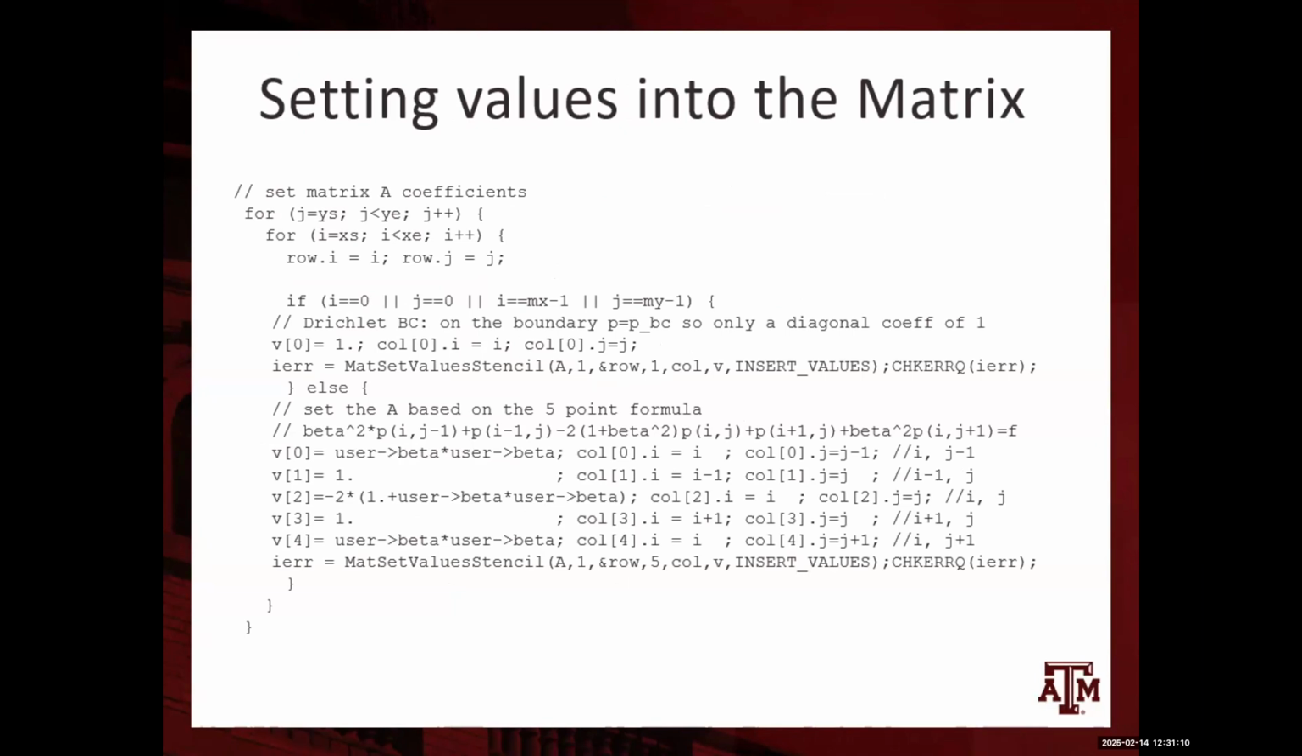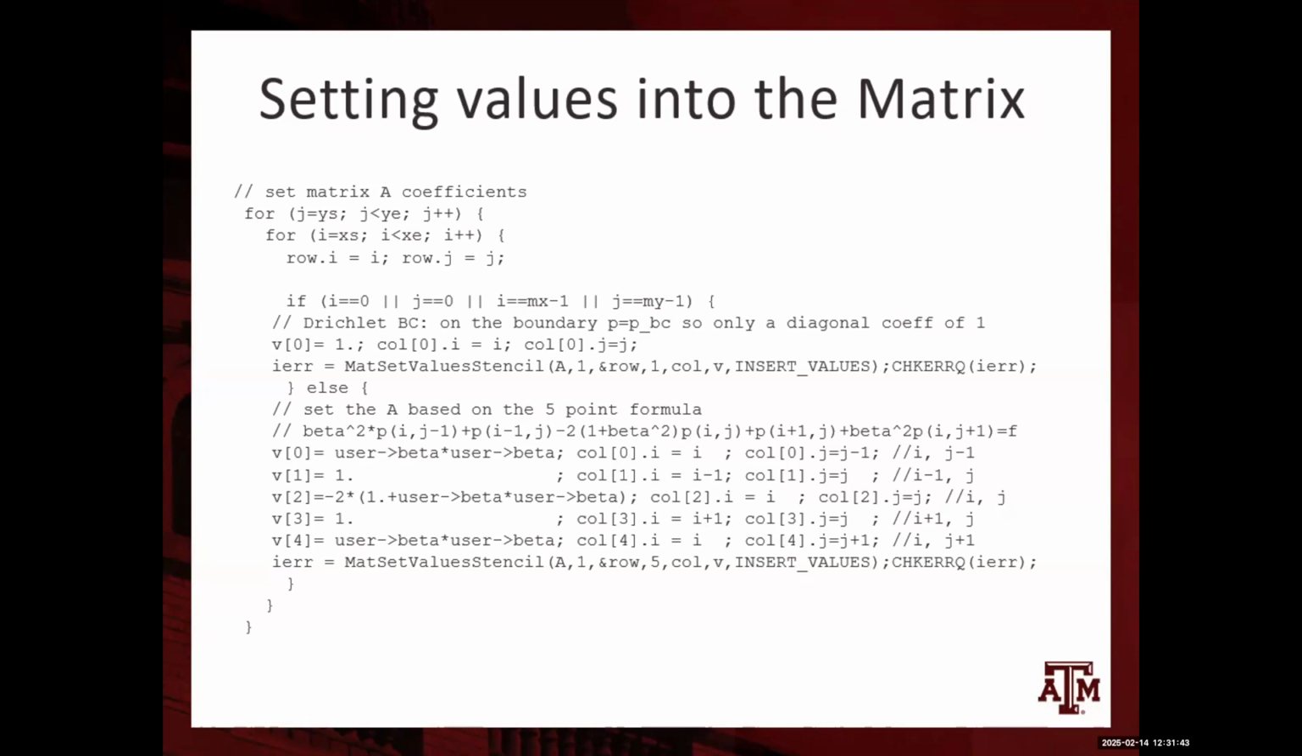So for each I and J, we had our equation, correct? For each I and J, we need to set the values of the matrix. Remember, we're going to set it as I is the grid node. Row dot I gives us the PETSc numbering associated with the natural numbering I.